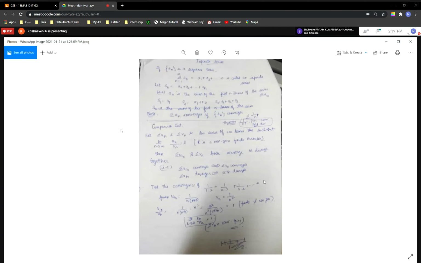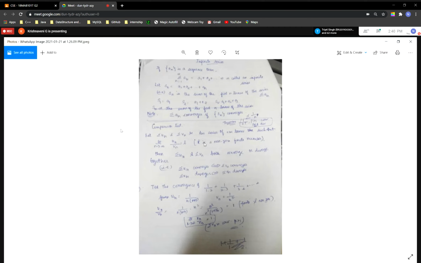the comparison test. Overall, I think seven tests are there: comparison test, Cauchy's root test, Leibniz test. Seven or eight tests are there. But all the problems are small problems only in this chapter.